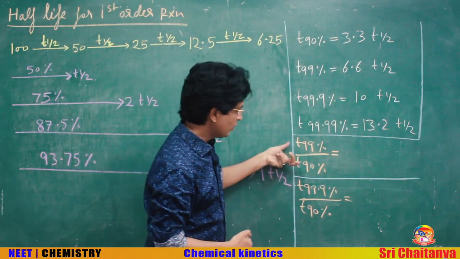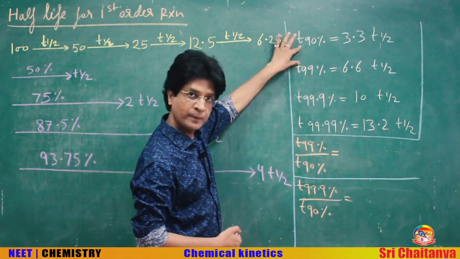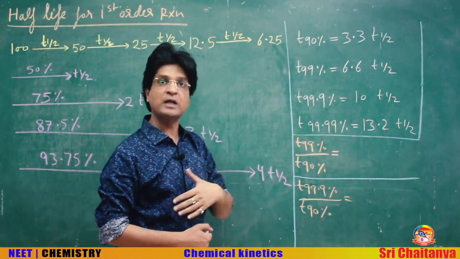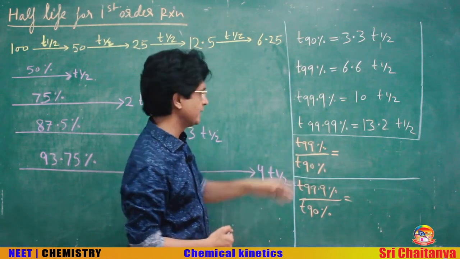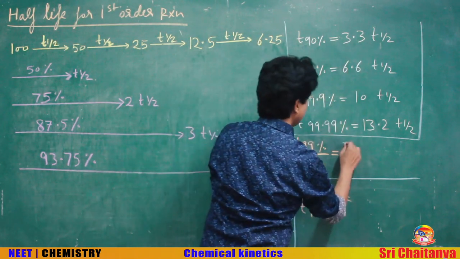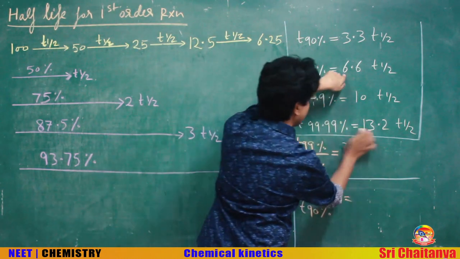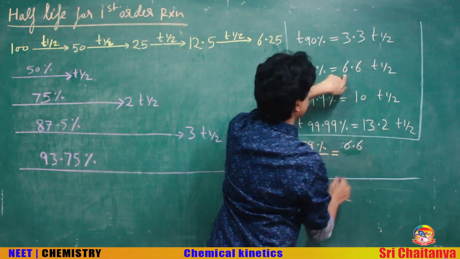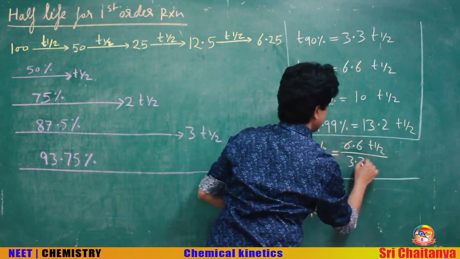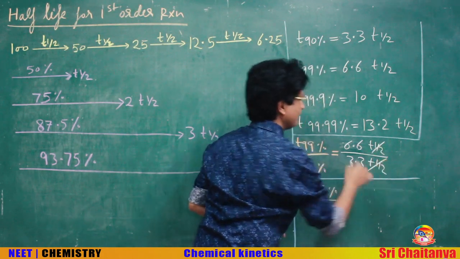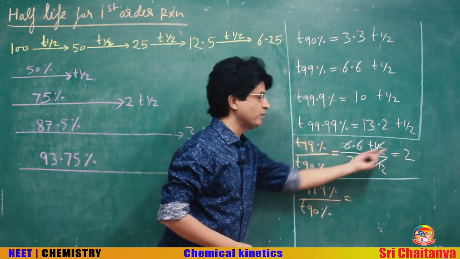One year they asked, what is the ratio of t 99% and t 90%? There is the conventional method, which can take you a lot of time. But if you remember this data, see how simple your job is. t 99% is 6.6 half-lives upon t 90%, 3.3 half-lives. Half-life cancels out, and this will be 2. So the ratio of t 99% upon t 90% will be 2.